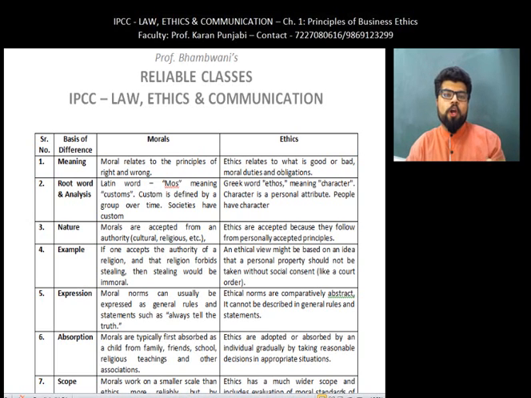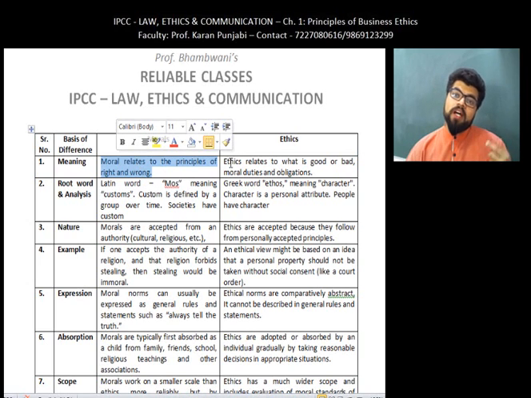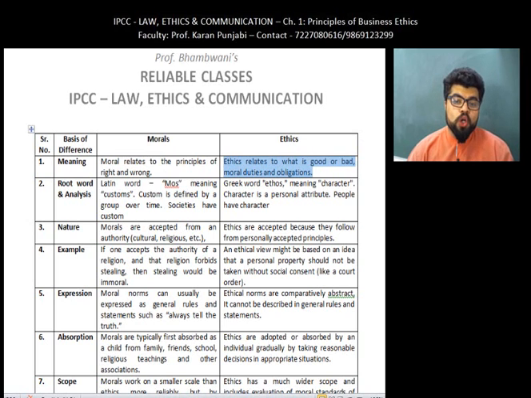So let's now come to the point by point difference between ethics and morals. Let's start with the first thing. The first criteria of difference is, of course, the meaning. Moral relates to the principles of right and wrong. So anything that tells you whether this is right or wrong, that is related to moral. While on the other side, ethics relates to what is good or bad, that is, our moral duties and our obligations. This is the plain simple meaning of ethics and moral. As I said, now we come to the root word of this thing.